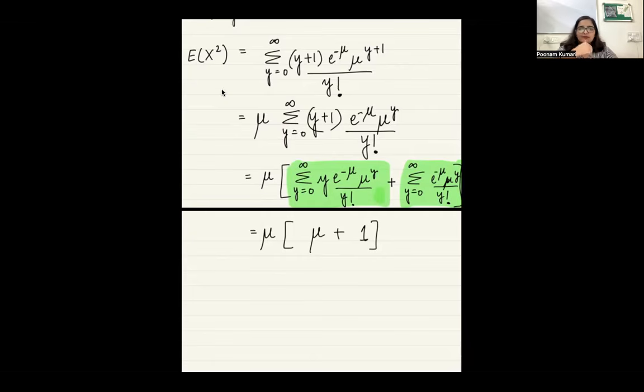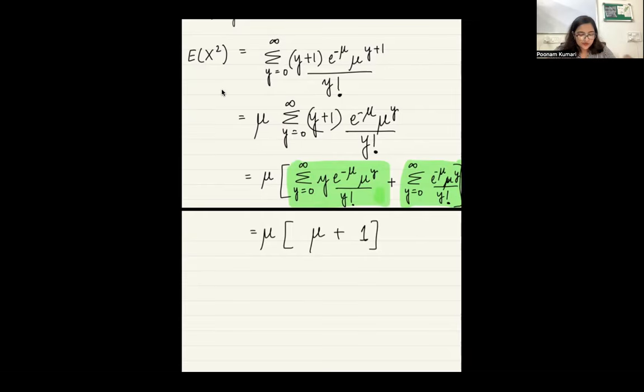Ma'am, in the first part, it should be y into 1, right? So it's like Y into 1? No. As this Y value is changing, I can't bring Y outside, na? Because Y is also changing. The only thing that you can bring outside is the constant values.